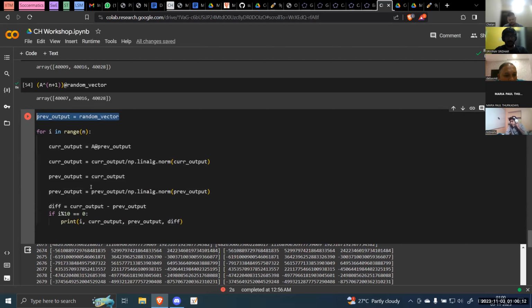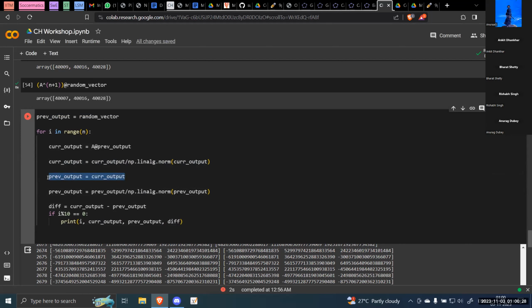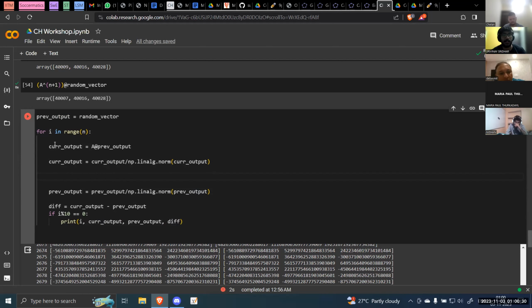Not in the for loop. No, inside the for loop, because otherwise your current output and previous output are the same thing, right? You should have both normalized basically, right? So I think that line has to come on top, before, right? She's right.